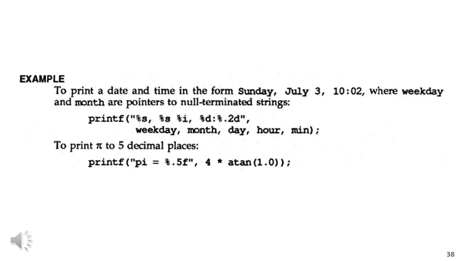The point is you need to place the pointers that you can see on the right, the names like weekday, month, day, hour, minute, in the same order as the output format that you're defining, which you can see as %s, %s, %i, %d, and %.2d.